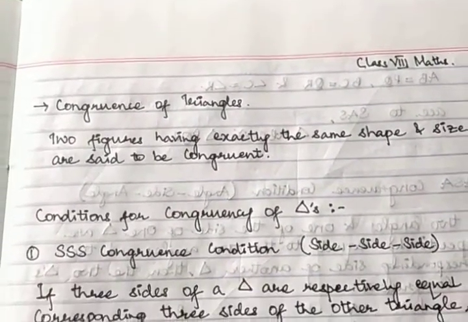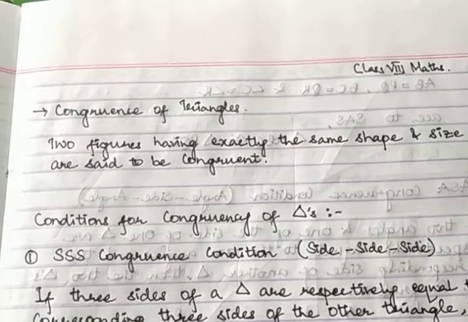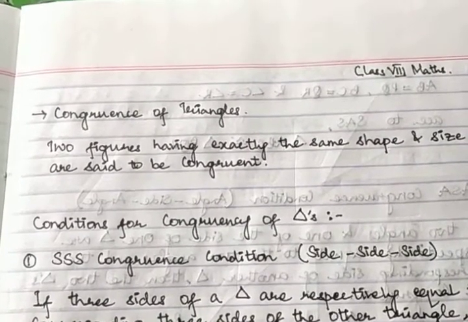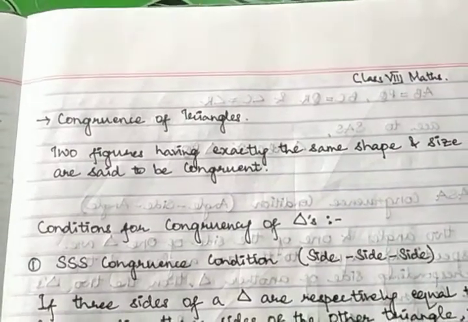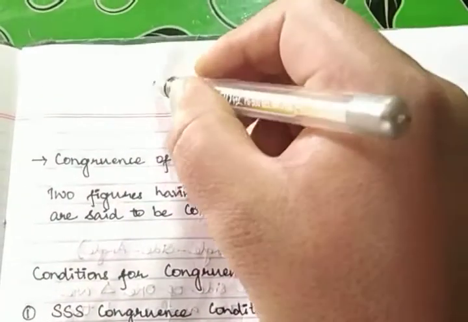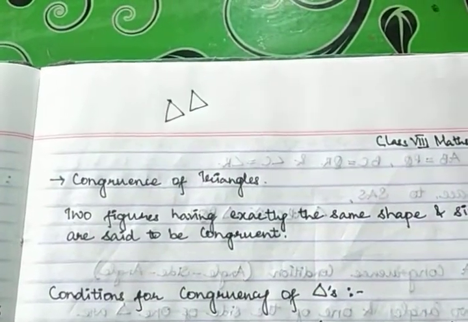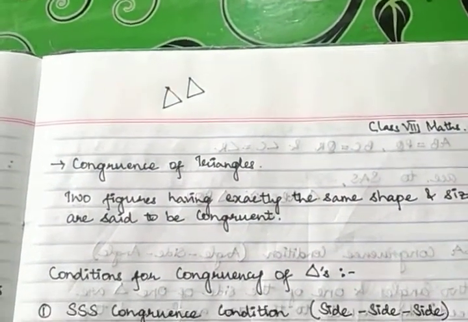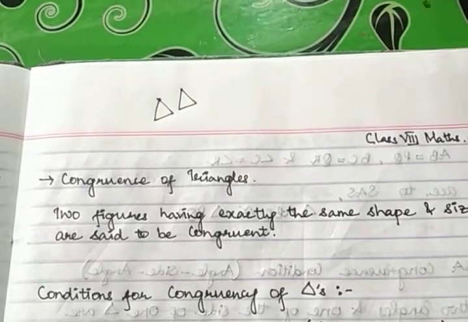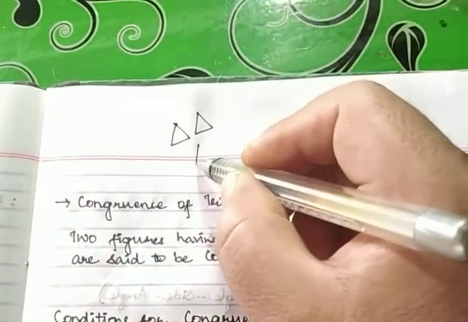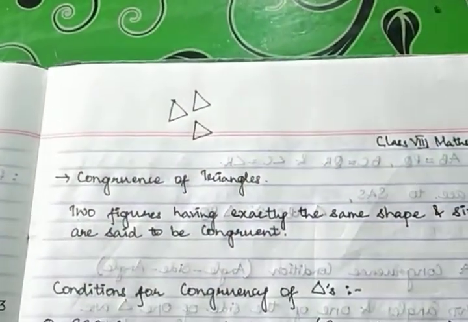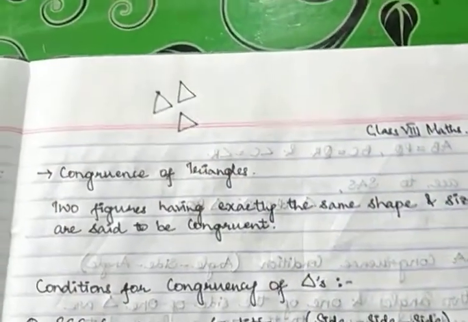What does the term superimposable mean? Now let's listen very carefully. If you have two triangles of same shape, same size and same angles, and you superimpose, that is, you keep one above another.